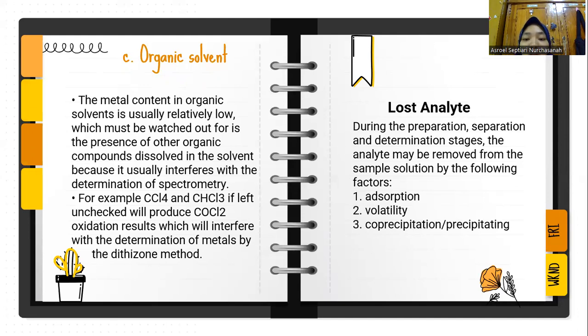Loss of analyte. During the preparation, aeration, and determination steps, the analyte may be removed from the sample solution by the following factors: 1. Adsorption, 2. Volatility, 3. Co-precipitation or precipitation.